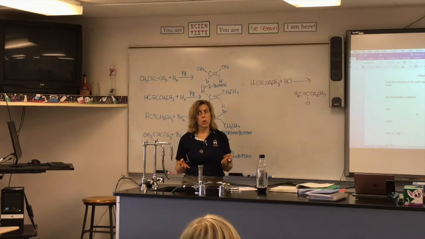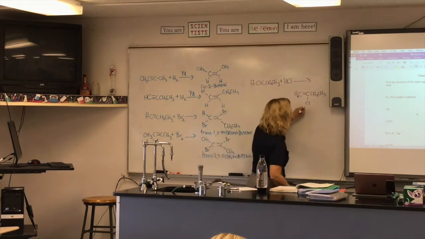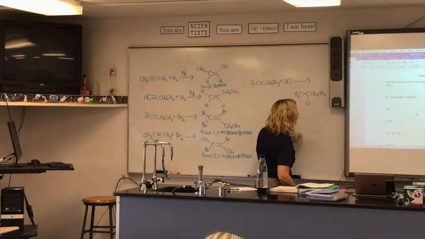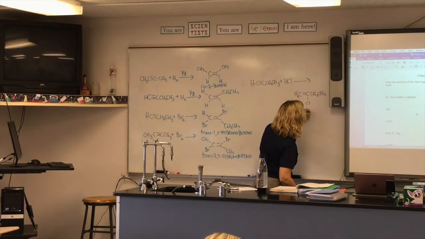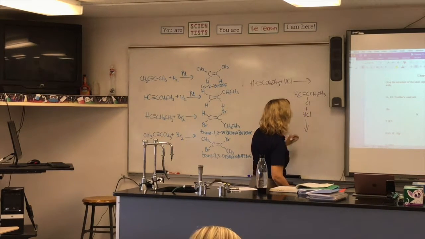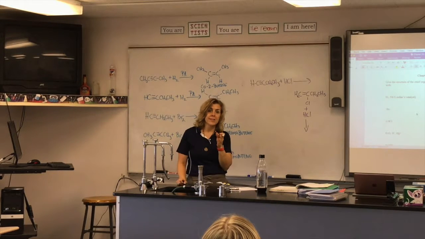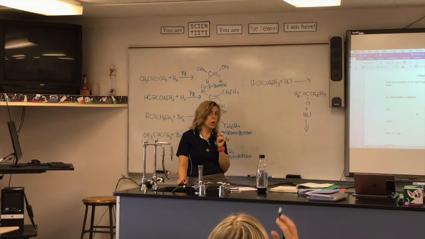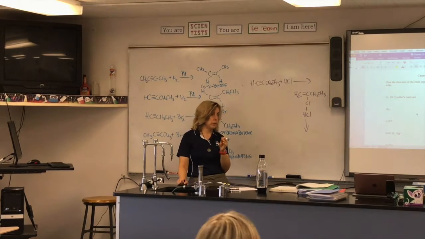Now I have 1 more mole of HCl, right? You do the same thing. So then I need to add, and how do I add? Add it to the top. With that one slide that we had, the halogens, how do they add? They add to the same carbon, right?